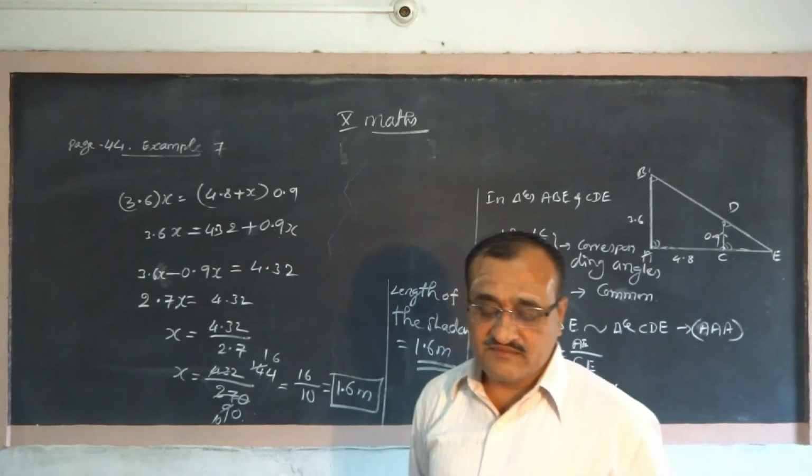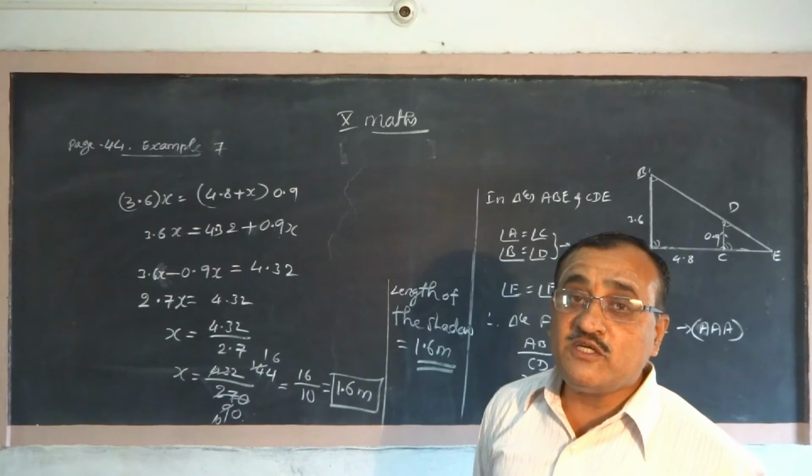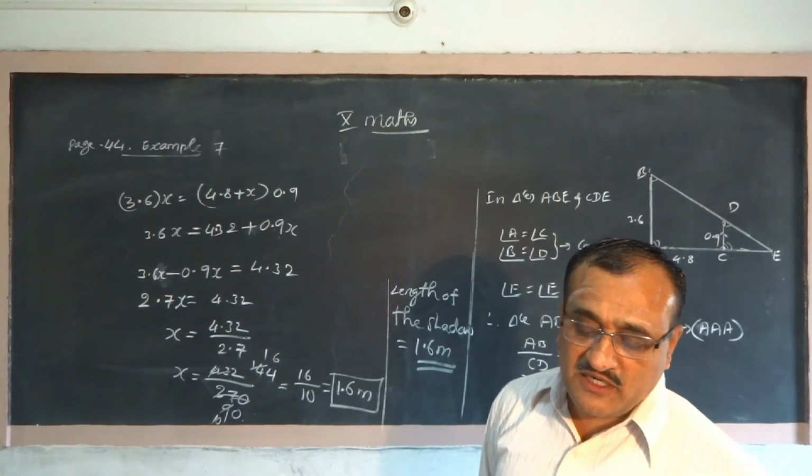Corresponding sides. AB corresponds to QR there. AB corresponds to QR.